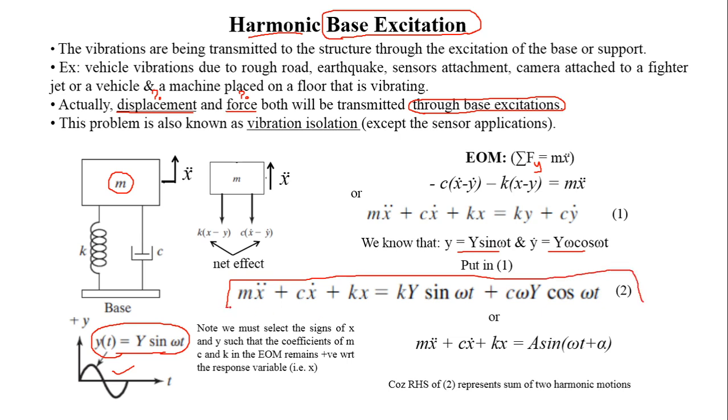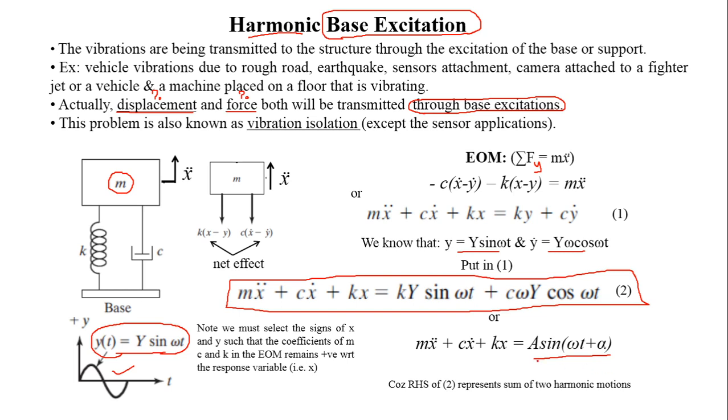Now, if you look at equation number 2 closely, you will notice something. On the right hand side, we have the sum of two harmonic motions, one harmonic motion with this amplitude, the other harmonic motion with this amplitude, and so this represents a formula of sine alpha cos beta plus cos alpha sine beta, which is sine alpha plus beta. So we can write this right hand side in a compact form as A sine omega t plus alpha.